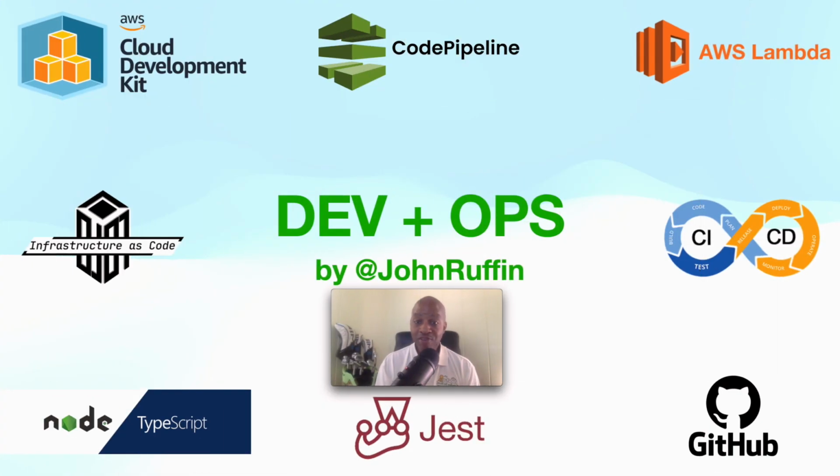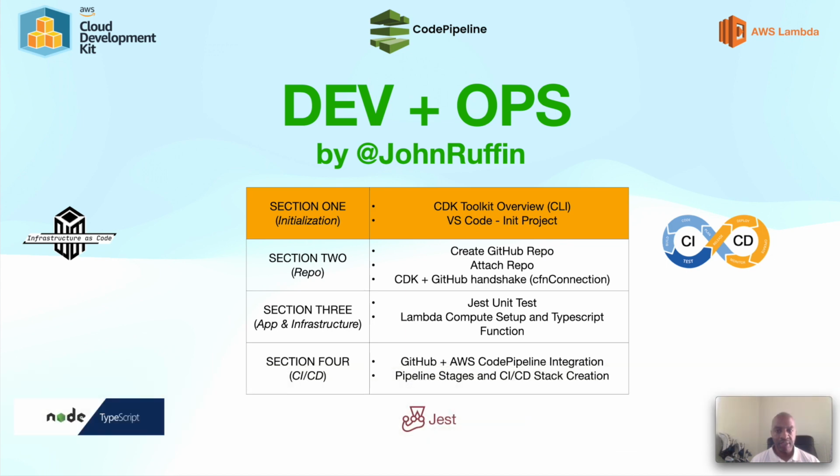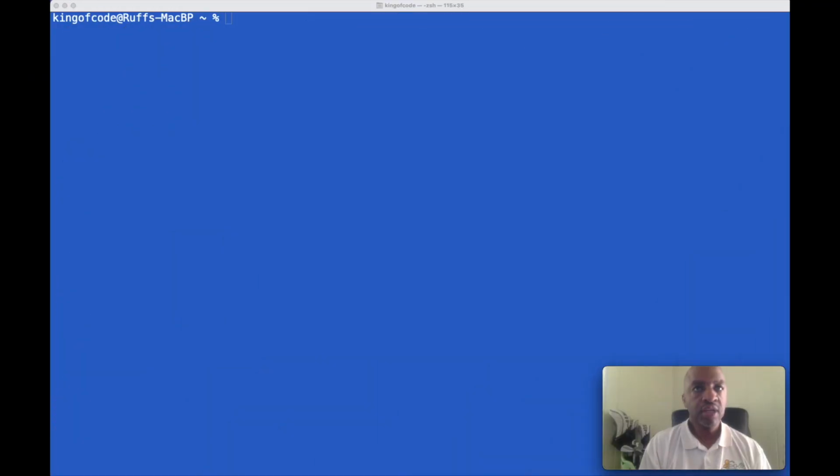Enough history and enough why. Let's start creating some resources. In initialization, this first section, we're going to talk about the CLI that comes with the Cloud Development Kit, the toolkit. And in Visual Studio Code, we're going to create a brand spanking new project using the CLI. Let's get started. I have Node.js installed, I have the AWS CLI installed, and I have the Cloud Development Kit toolkit CLI installed. As with any good command line interface, you should have some help.